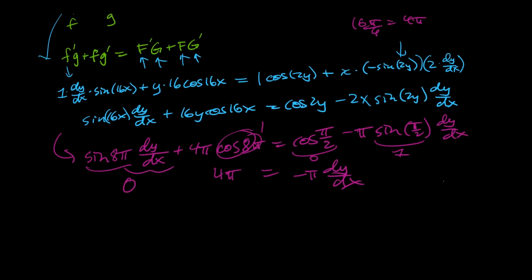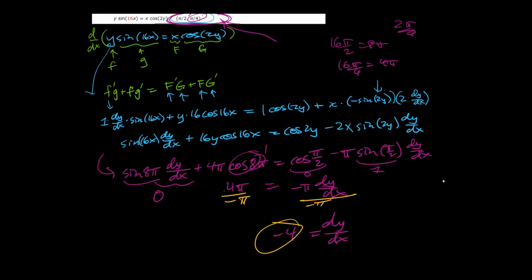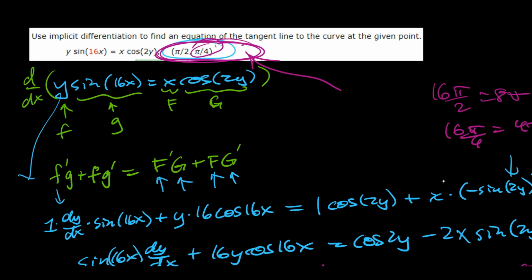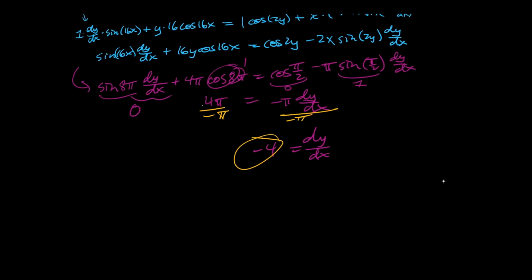And so dy/dx is just negative 4 when you divide both sides by negative pi. All right, so there we have it. We got negative 4 out of all this, so that is the slope of the tangent line at the point. The point is pi over 2, comma pi over 4, and the slope is negative 4.